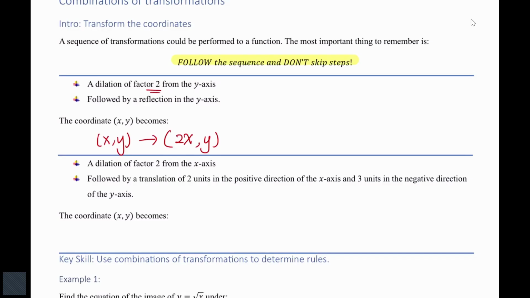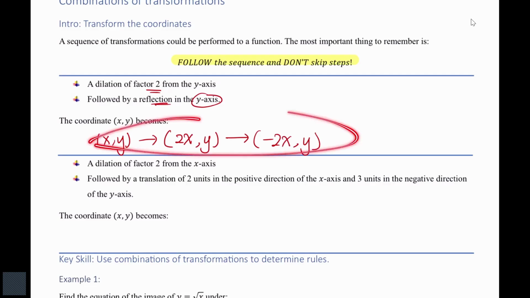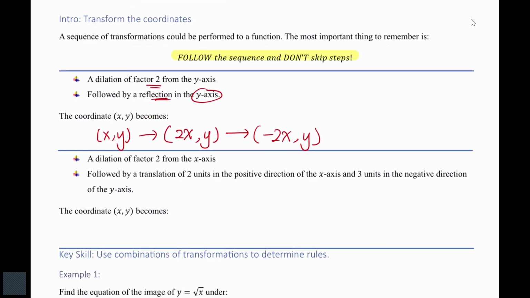Now, followed by a reflection in the y-axis. That means, again, reflect in y, that means change x. So I give x a negative sign. That becomes (negative 2x, y). So this is what I mean by step by step and get the coordinate of the transformation. Right. Now, another example. If you know how to do this kind of question, pause here and try this one by yourself.